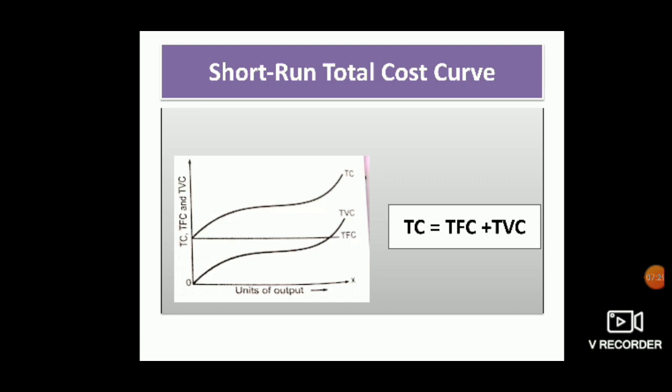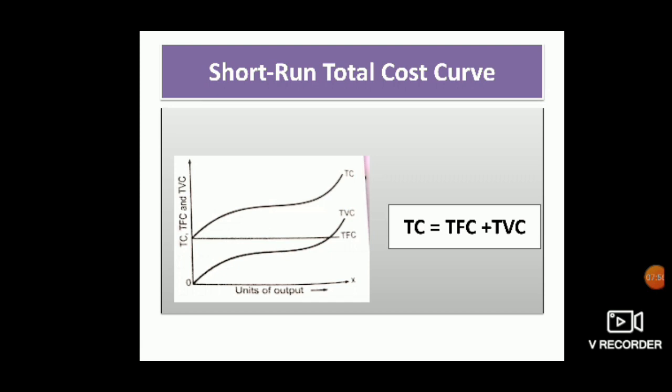And what will be the impact? So you can see in the figure, the total cost of a business is the sum of total variable cost and total fixed cost, or symbolically TC is equal to TFC plus TVC. We may also represent total cost, total variable cost and fixed cost.